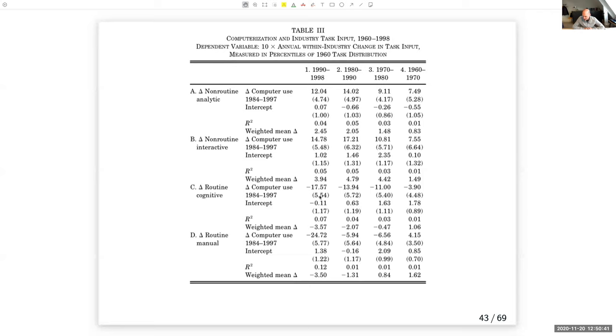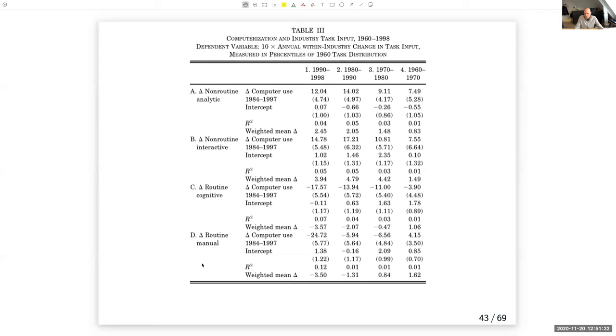Note that here I'm no longer using the five task measures. The task measure that is dropped here is the non-routine manual. These are the cleaners and the waiters and the gardeners, these low-paid service jobs, for which we didn't have any strong predictions from the model, because we couldn't immediately argue why these jobs would be automatable or the opposite, complementary to technologies.